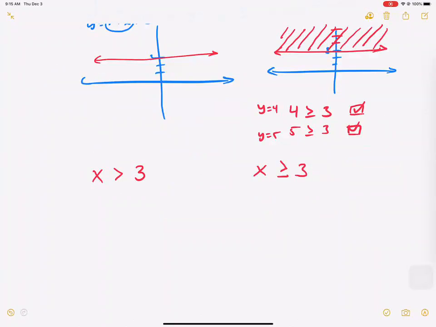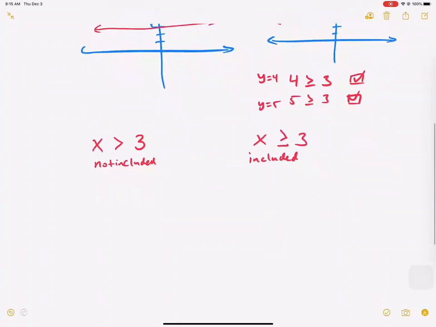So if you remember, this is not included. Whoops, included. That means we weren't allowed to include 3 in this, and this was included. And how was that represented in our line graph? This was a dotted or hollow, and this was a solid.